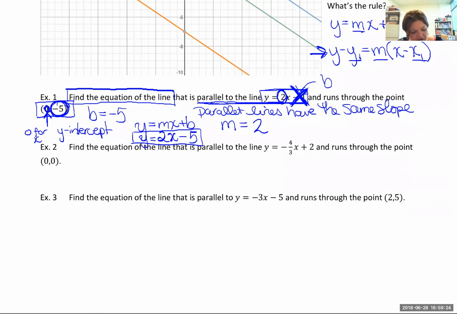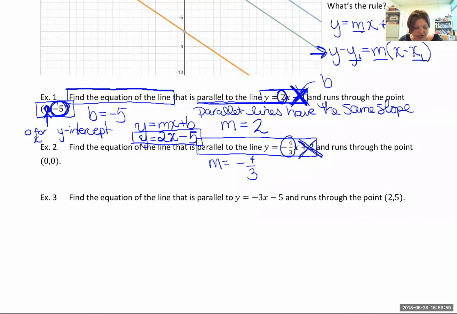Example 2 says find the equation of the line that is parallel to this line. So what does it mean when lines are parallel? Steal the slope, baby. I'm about to steal the slope. Parallel lines have equivalent m's, so that means that my line's slope will be -4/3. Remember though, don't go stealing the y-intercept. The b's are not in common, just the slopes, just the m's.